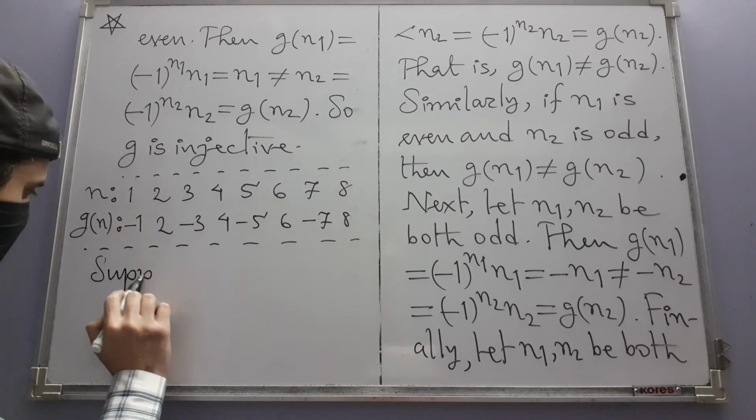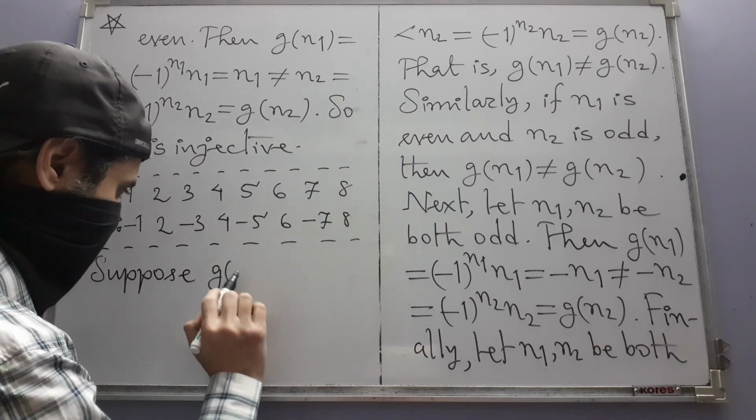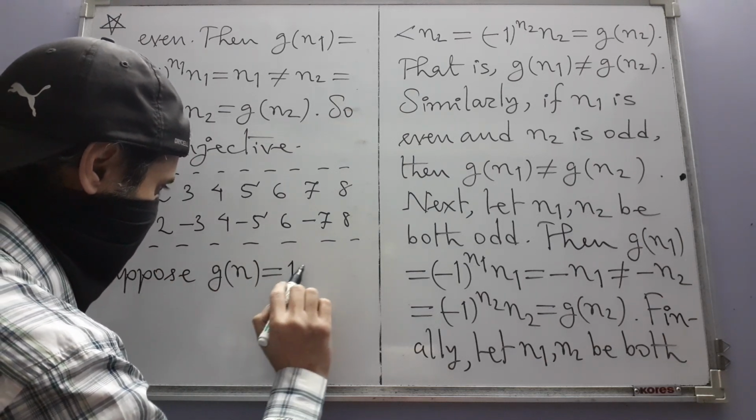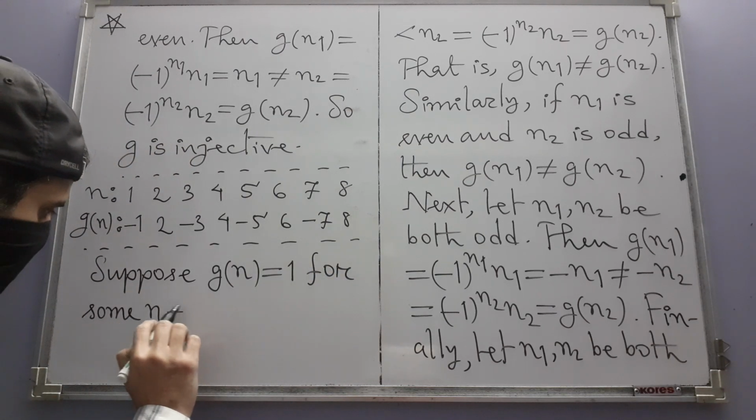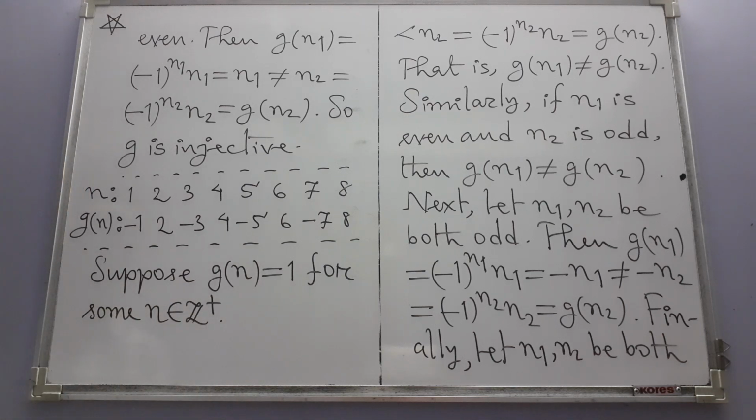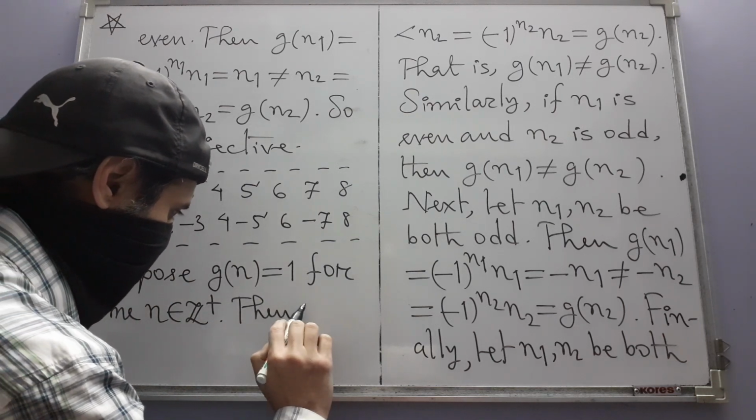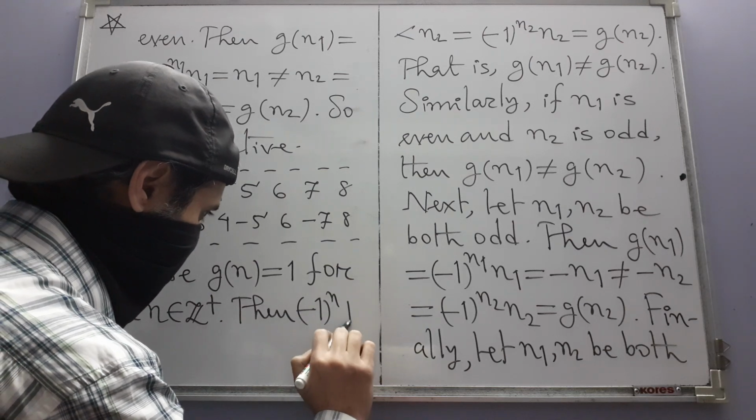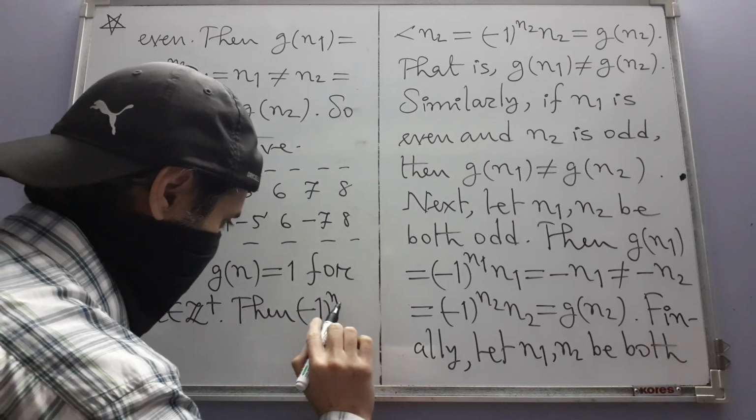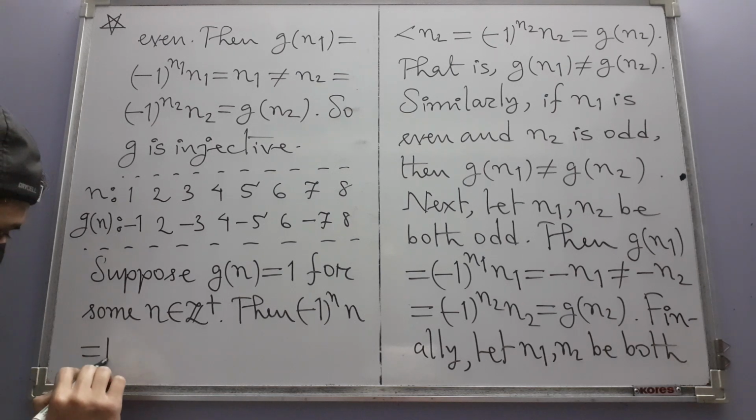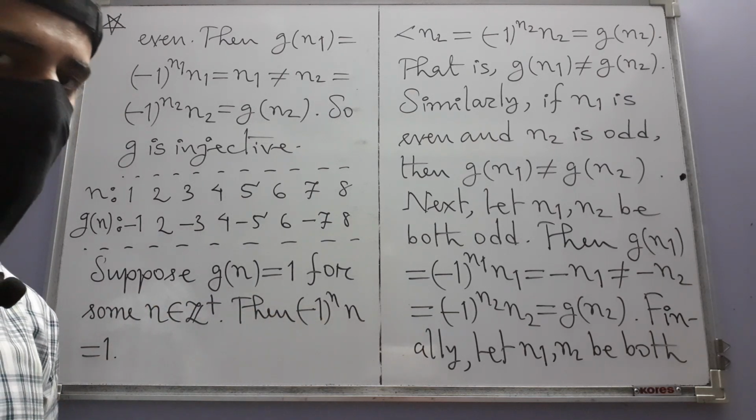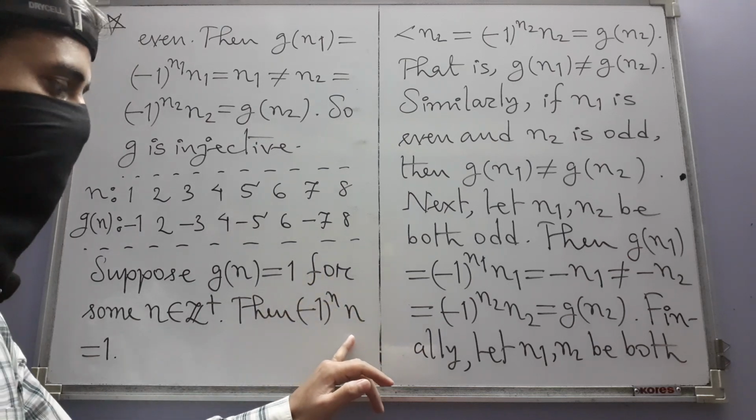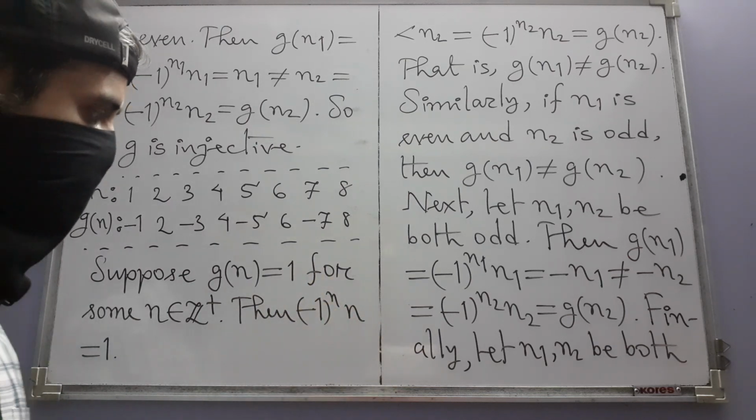Suppose that g of n is equal to 1 for some positive integer n. Then minus 1 to the power n times n is equal to 1. So from this equation what we see is that n divides 1. As an integer, n divides 1 because the left hand side is an integer multiple of n, that is why.